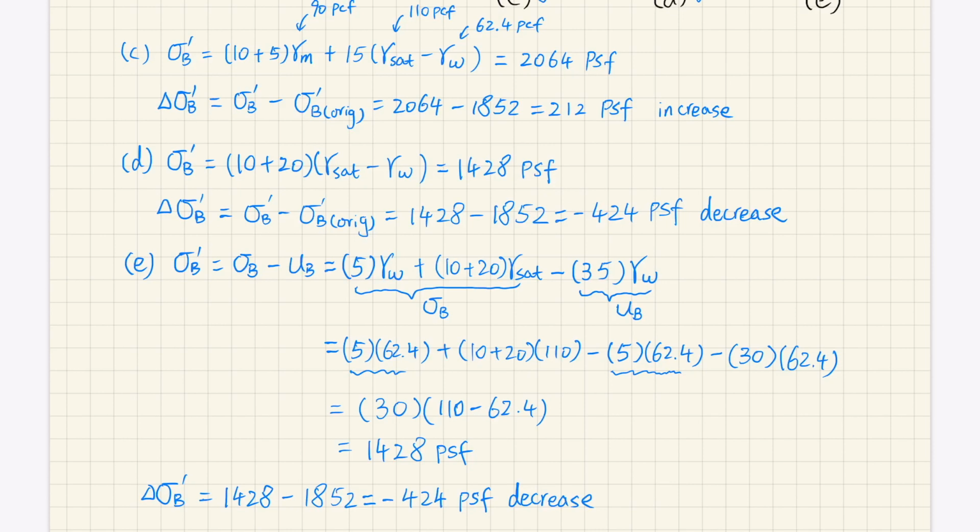And also, if you compare part D and part E, you realize that if the water table changes above the ground surface, the effective stress actually stays the same. So you get 1428 from part D, and if the water table rises 5 feet up over the ground surface, the effective stress stays the same.